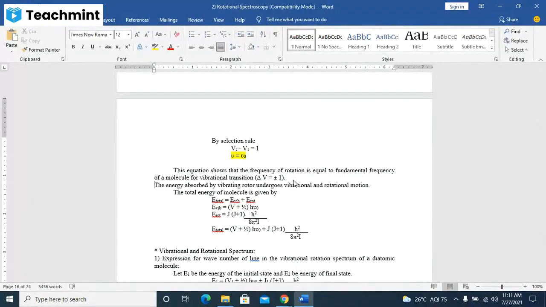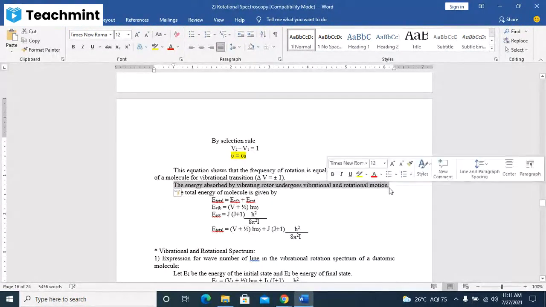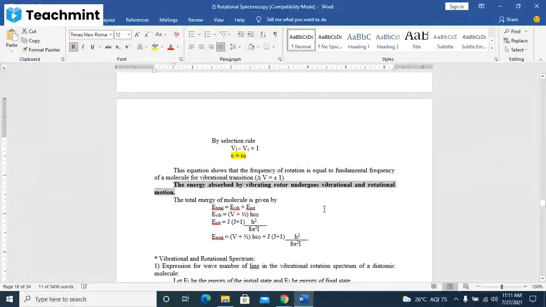This is a very interesting and important part: the energy absorbed by the vibrating rotor, see this PowerPoint. It is very much important as far as vibrational rotational spectroscopy is concerned. Therefore, the total energy is given by this formula. And here you can see the combined energy is nothing but v plus half h nu 0 plus J in bracket J plus 1 h square upon 8 pi square I.